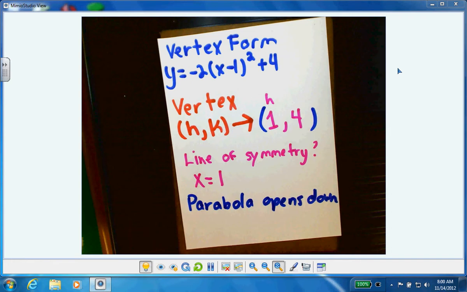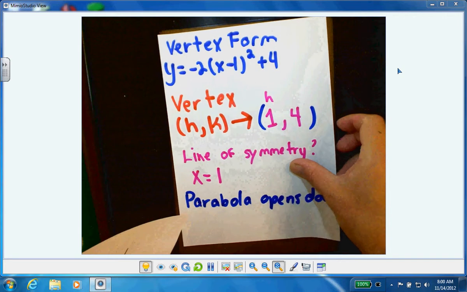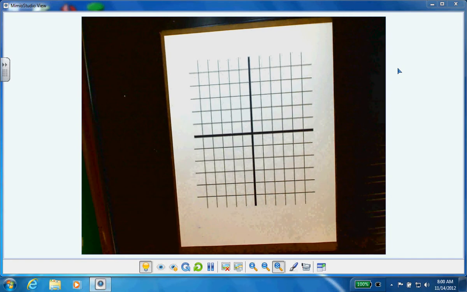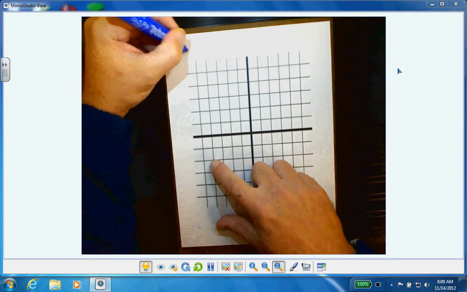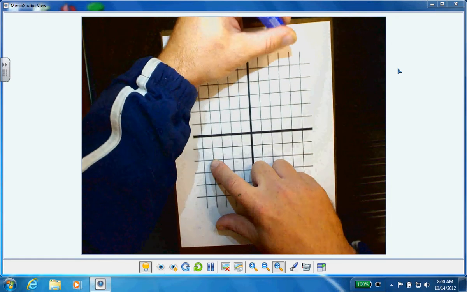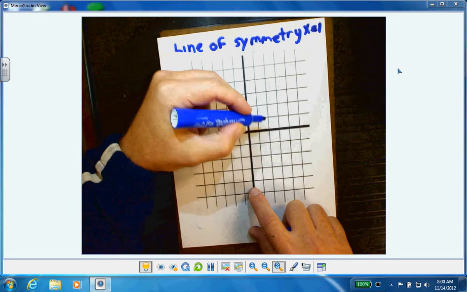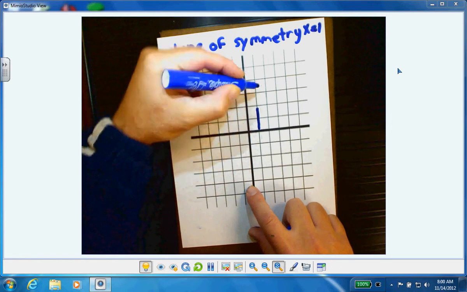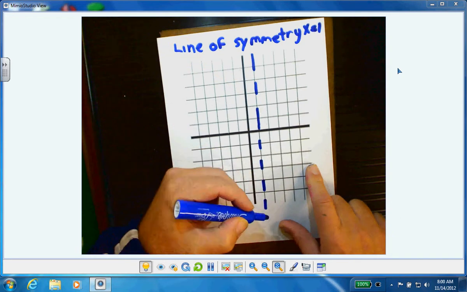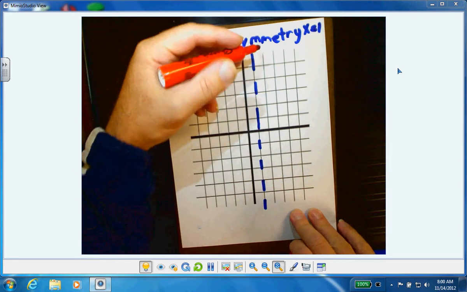Then the final thing that I would ask you to do is graph it on your paper. Remember our graphing rules: we have the parabola in one color, vertex in one color, line of symmetry in one color. So the first thing we can do, remembering all the information we have, is that the line of symmetry was x equals 1. So on x equals 1, you want to draw your line of symmetry in one color.